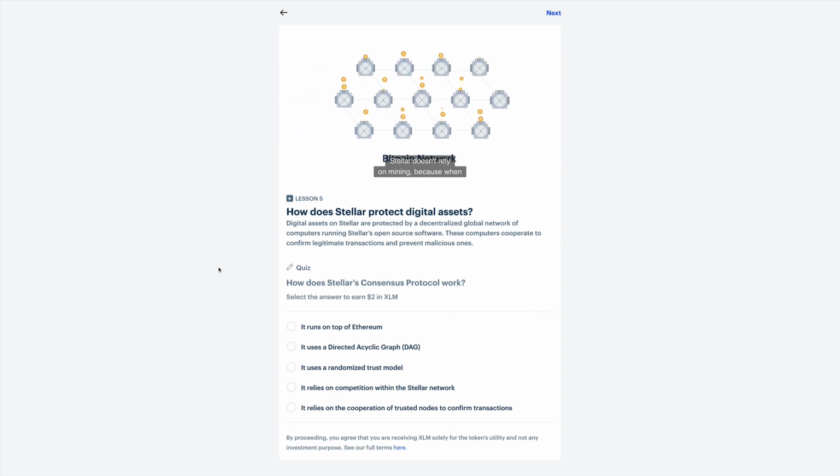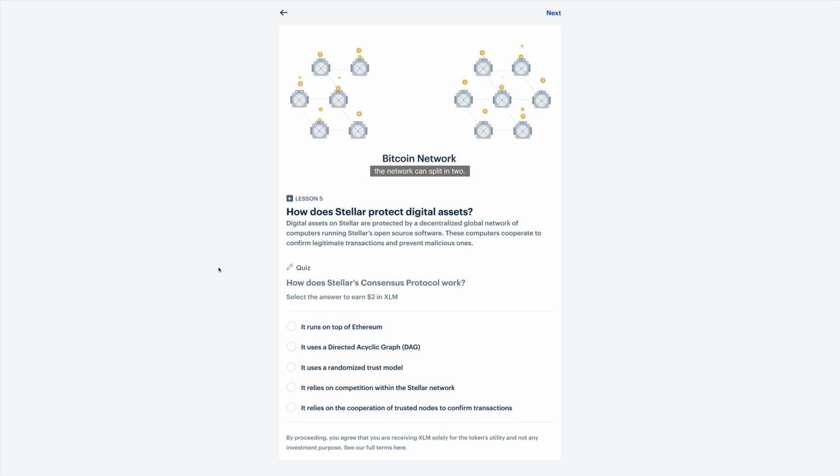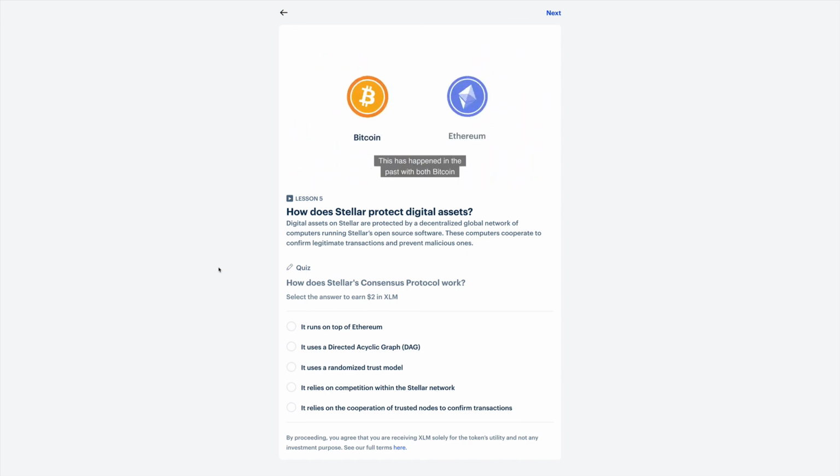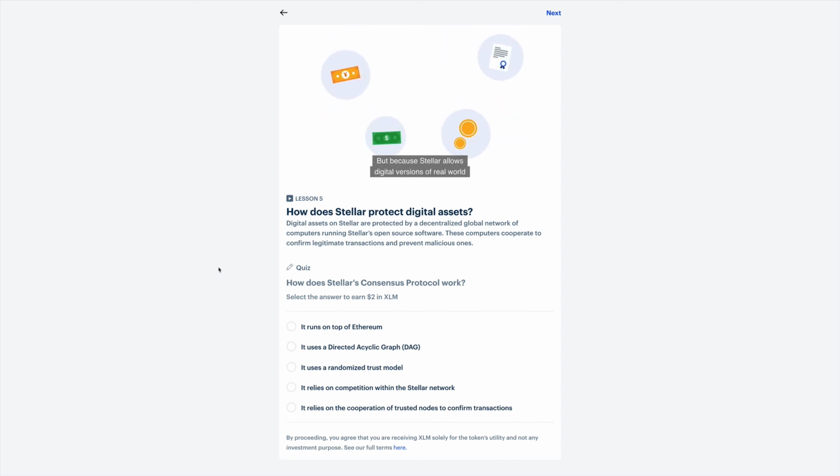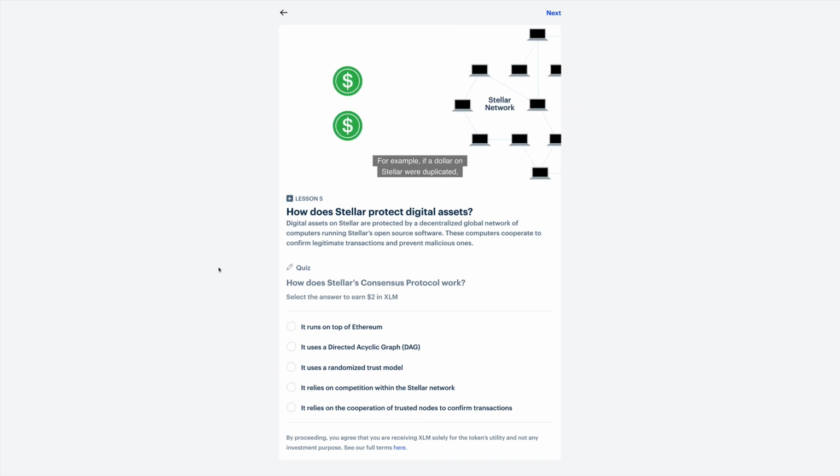Stellar doesn't rely on mining because when a network's miners disagree, the network can split in two. This has happened in the past with both Bitcoin and Ethereum. But because Stellar allows digital versions of real-world assets like digital USD or digital bonds, Stellar had to devise a way to prevent the creation of duplicate versions of those assets. For example, if a dollar on Stellar were duplicated, its backing bank would suddenly owe 2 real-world dollars, one for each copy of the network. This would obviously be a problem.